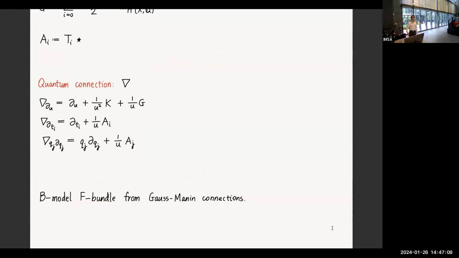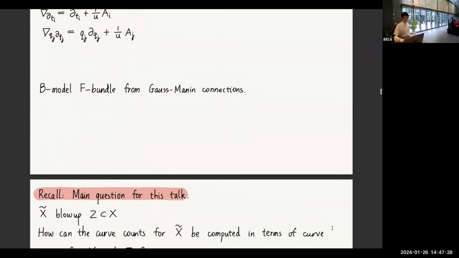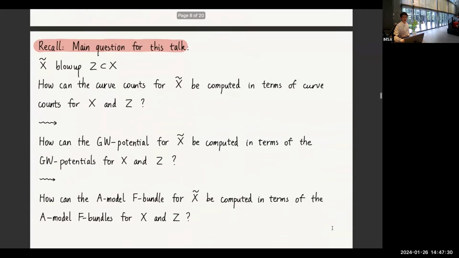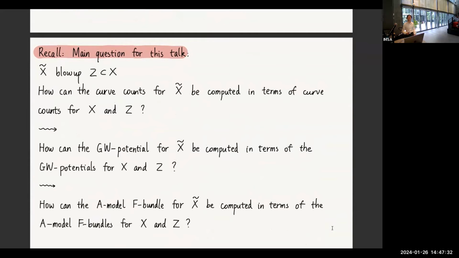And when we have mirror symmetry, we know that the same notion, F bundle, should also appear on the B side. We have a B model F bundle that is constructed from Gauss-Manin connections. Okay. So once we introduce the F bundle, we can reformulate the main question for this talk.